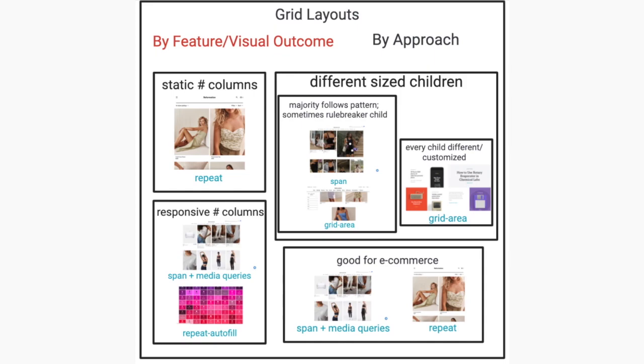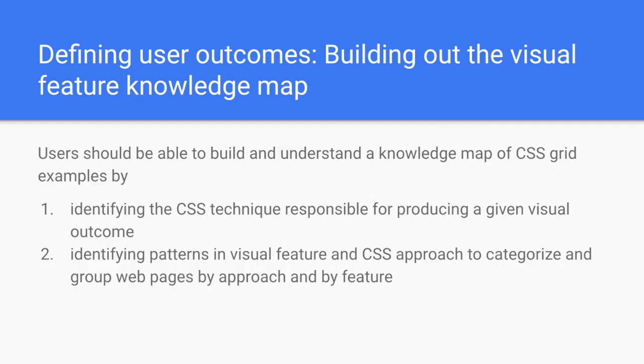Building our knowledge map was imperative to helping us create design arguments. In order to create design arguments for building out a knowledge map of visual features of professional sites, we had to first define our user outcomes. What did we want users to achieve with our tool?